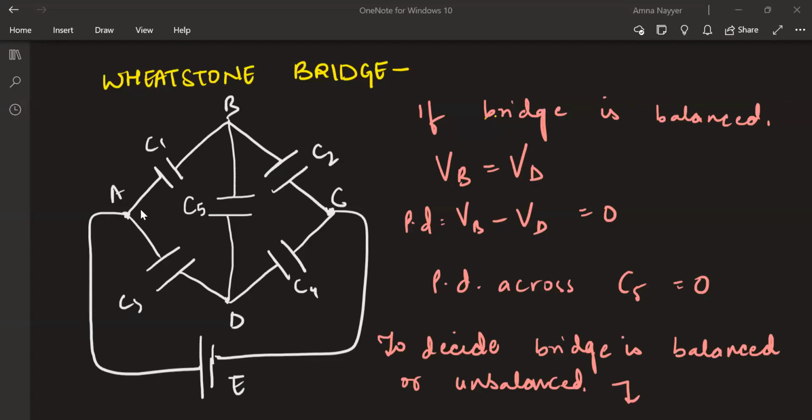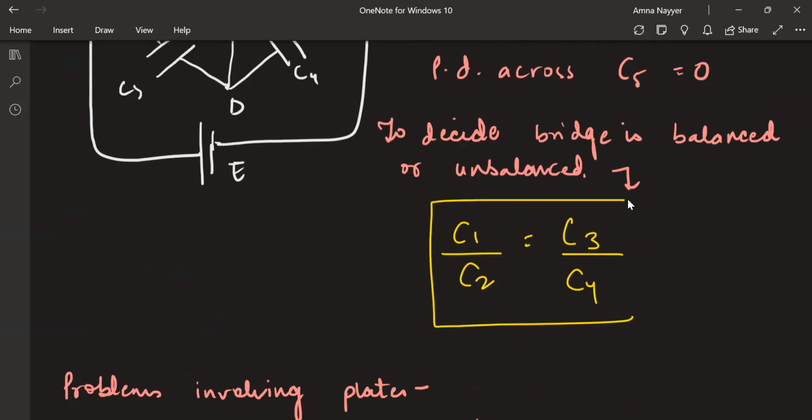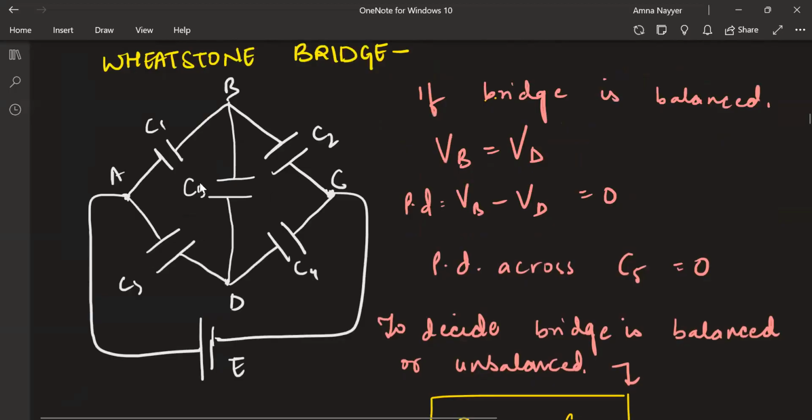Two edges are connected to the battery, one to the negative terminal, one to the positive terminal. The other two edges which are not connected, if the bridge is balanced, the potential difference across them becomes the same. Now, what is this balancing condition? Balancing condition basically means C1 by C2 is equal to C3 by C4. You will take their ratio, C1 by C2, C3 by C4, and you will check. If they are balancing each other, if you see the ratio is equal, it means this is balanced.